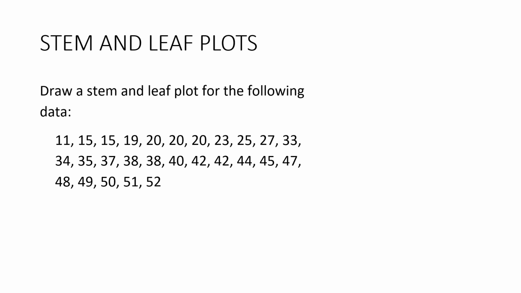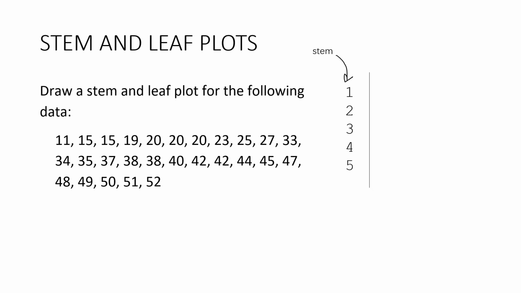Okay, let's move on to stem and leaf plots. Now this should be routine for you. Draw a stem and leaf plot for the following data. So you can see here that we've got some 10s, some 20s, some 30s, some 40s, and some 50s. And remember, this first digit here is going to be the stem. So our stems are going to be 1, 2, 3, 4, and 5.